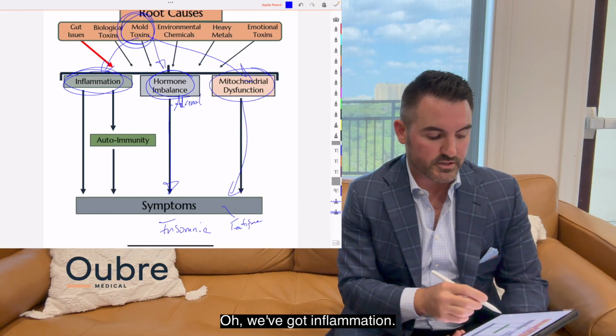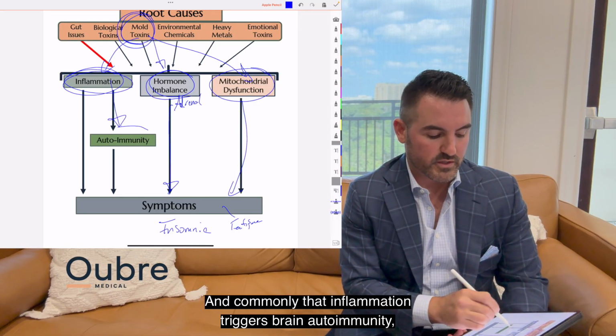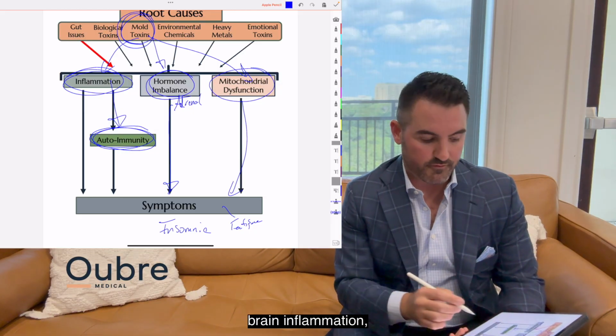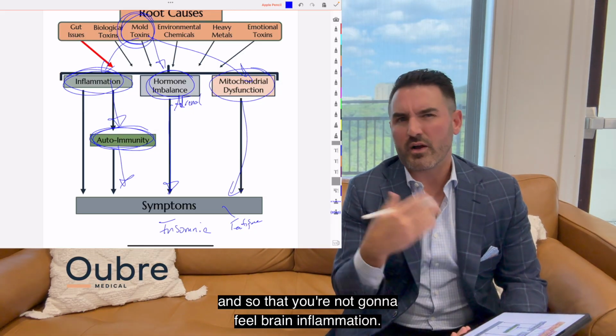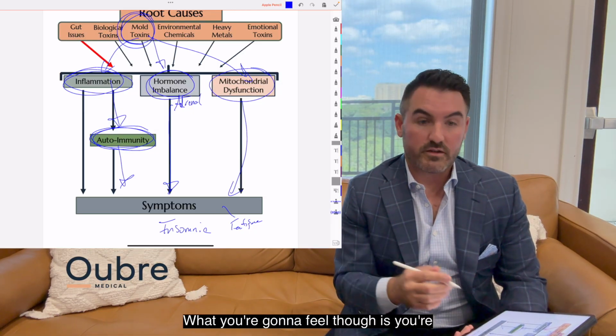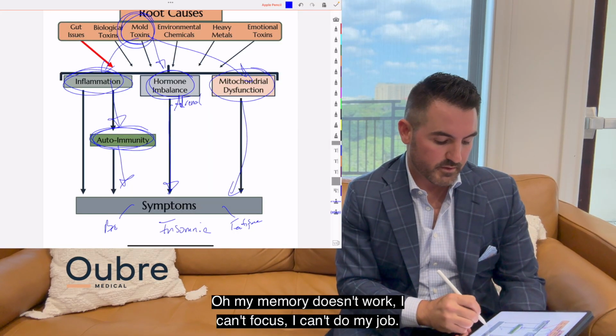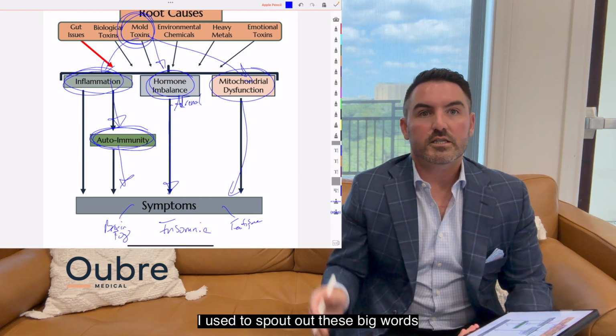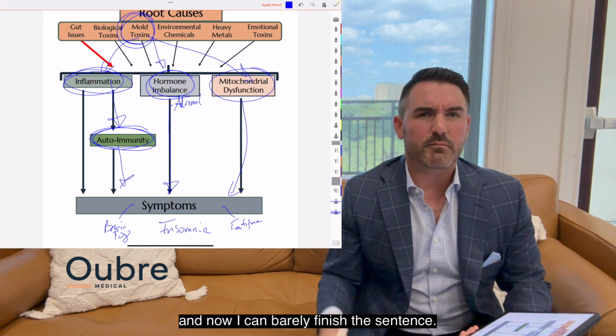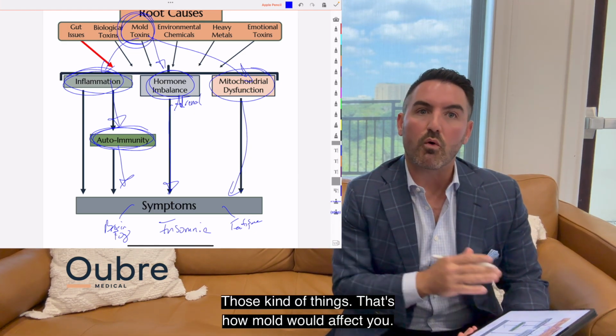Oh, we've got inflammation. And commonly that inflammation triggers brain autoimmunity, brain inflammation. You're not going to feel brain inflammation. What you're going to feel, though, is brain fog. Oh, my memory doesn't work. I can't focus. I can't do my job. I used to spout out these big words and now I can barely finish a sentence. Those kind of things. That's how mold would affect you.